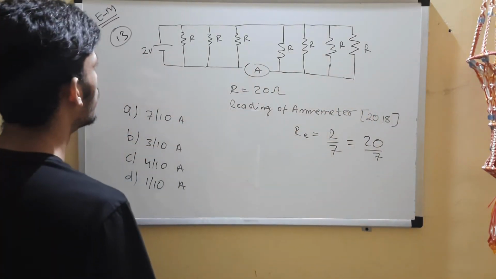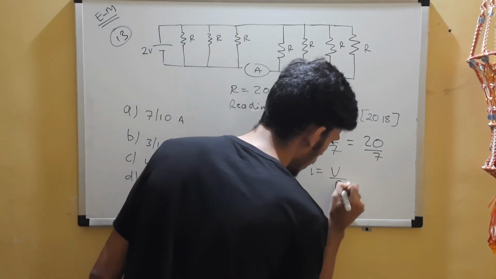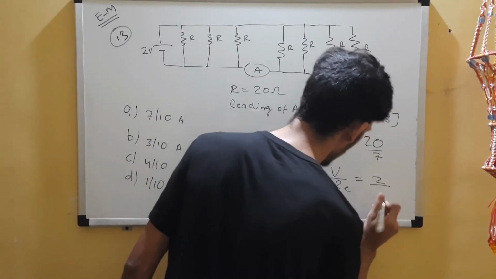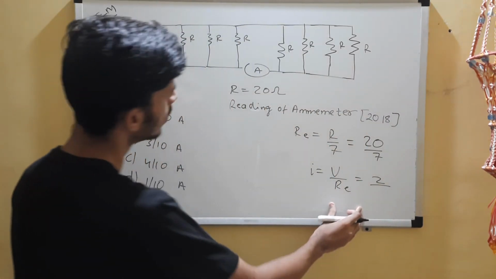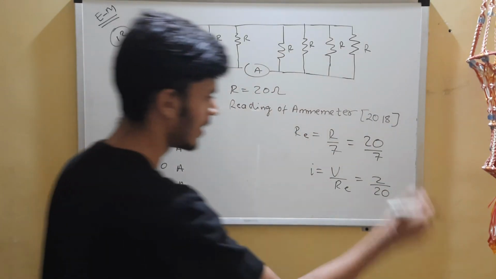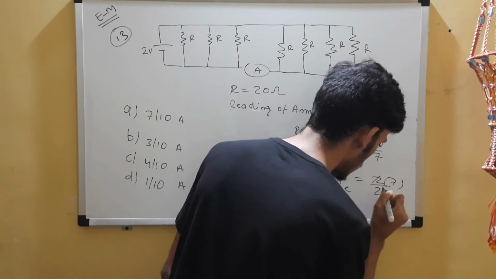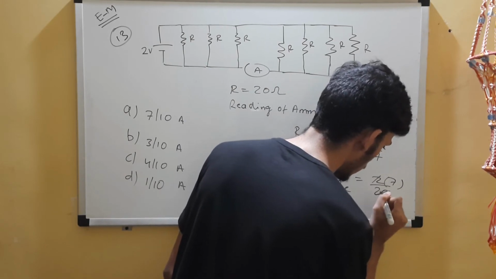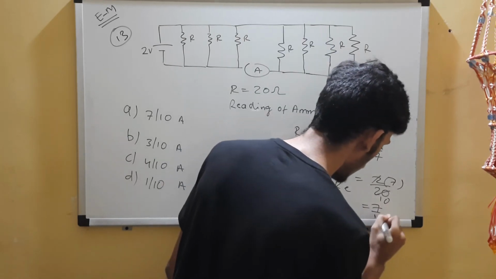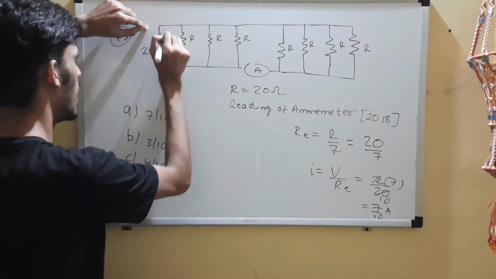Okay, so now let's find the current. The current will be given as voltage divided by R equivalent. So voltage is 2, current is 2 divided by the resistance equivalent over here, which is 20 by 7. So 7 will go on top. So 2 divided by 20, that gives us 1 by 10, right? So 7 by 10 amperes is the current which is coming out of the battery.